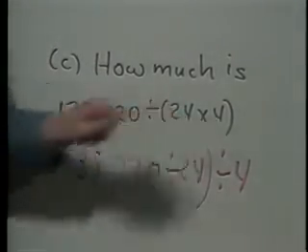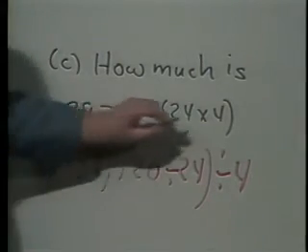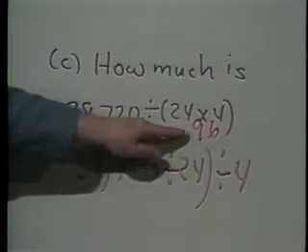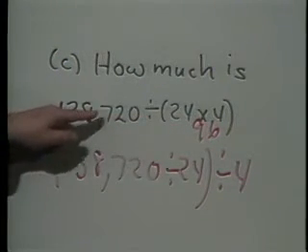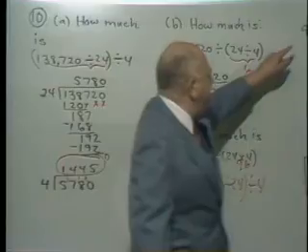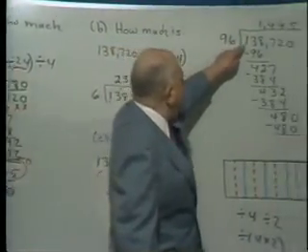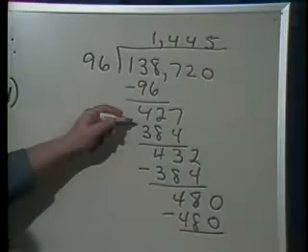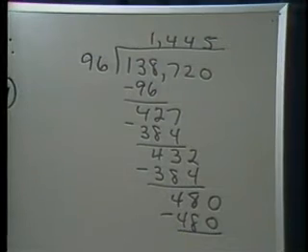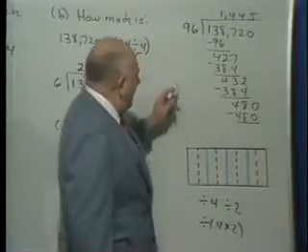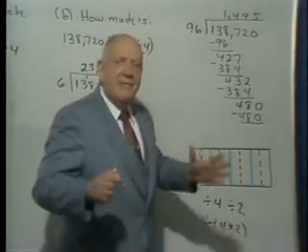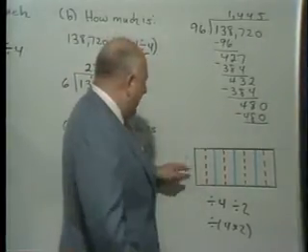This says, first multiply the 4 by the 24. Well, that's 96. That was the first problem we did today. This says take 138,720 and divide by 96. If I divide 96 into 138,720, look what I get. I get the same answer I got in Part A. And the thing I wanted to show you is that if you divide by a number and then divide by another number, it's the same as dividing by the product of the two numbers. I just wanted you to see that before we quit.